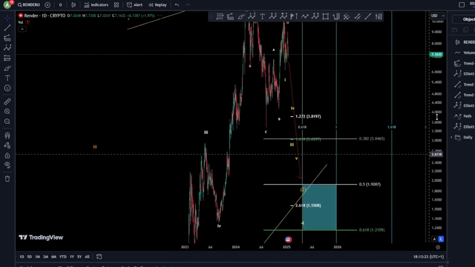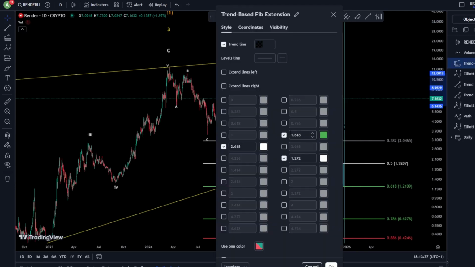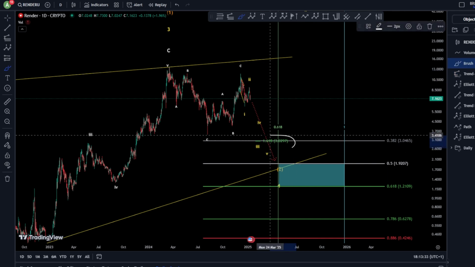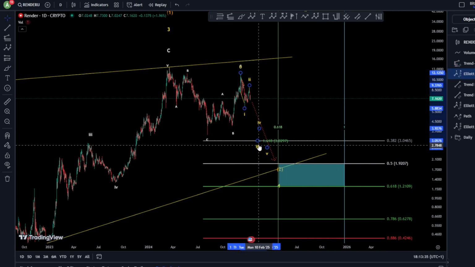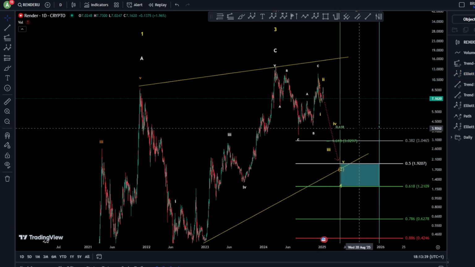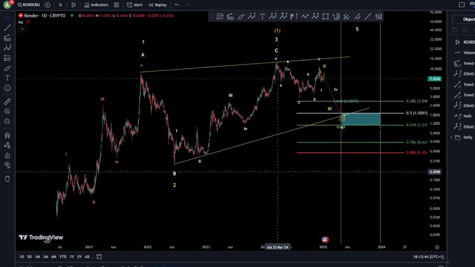Here we go. As you can see, the fib level 1.618, which is the most common fib level, is interfering with the 0.38 fib level. Very, very nice price action for Render, very clear, and then we're looking for lower prices in all case scenarios.